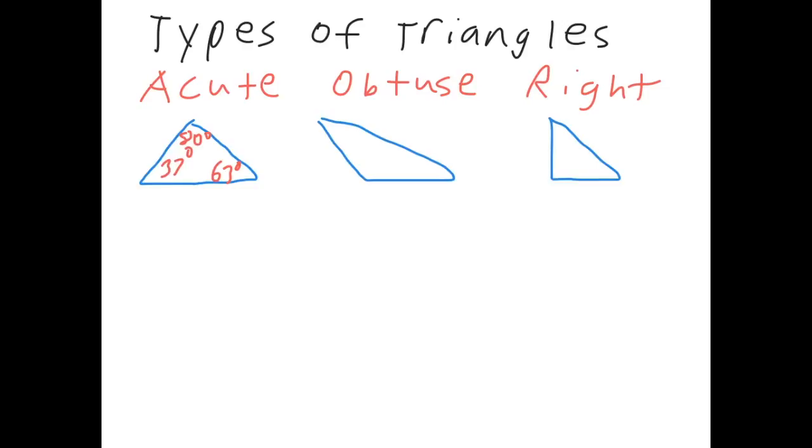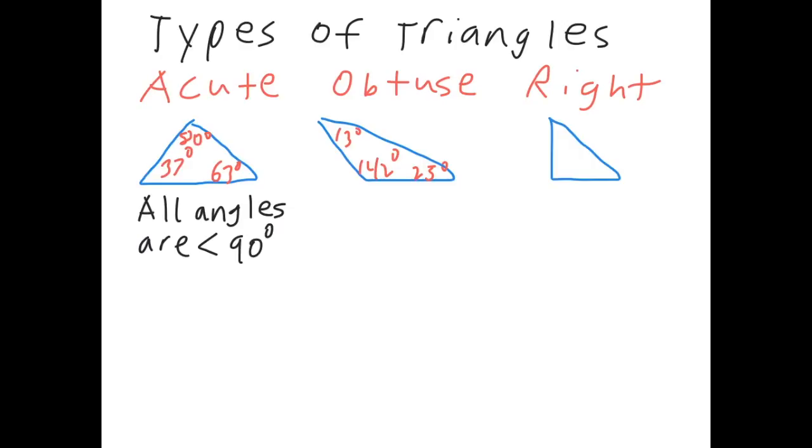First of all, I want to say, ignore my drawings. I'm not a very good artist. Second of all, an acute triangle is one where all the angles of the triangle are acute angles. So, all angles are less than 90 degrees.